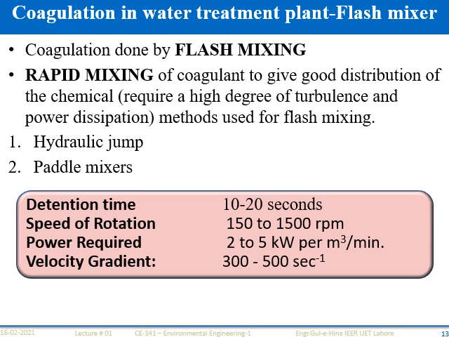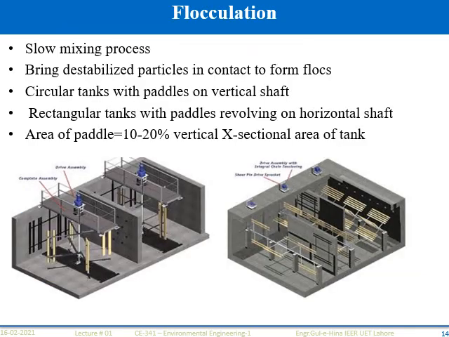Speed of rotation that should be between 150 to 1500 rpm. Power required is 2 to 5 kilowatts per meter cube per minute, and velocity gradient should be between 300 to 500 per second. स्लो मिक्सिंग यानी फ्लॉक्युलेशन प्रोसेस के लिए हमें स्लो मिक्सिंग रिक्वायर्ड होती है. ब्रिंग अ डीस्टेबलाइज पार्टिकल्स इन कॉन्टैक्ट टू फॉर्म अ फ्लॉक्स.